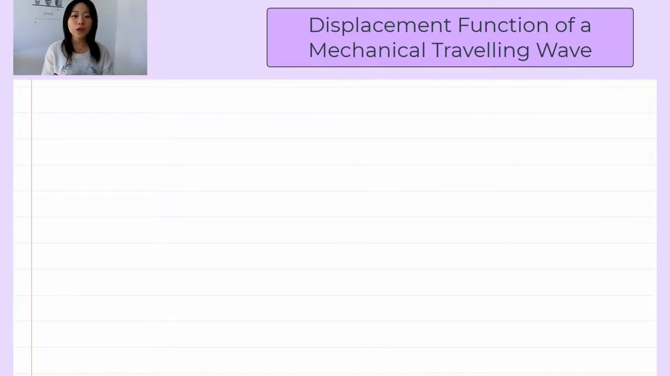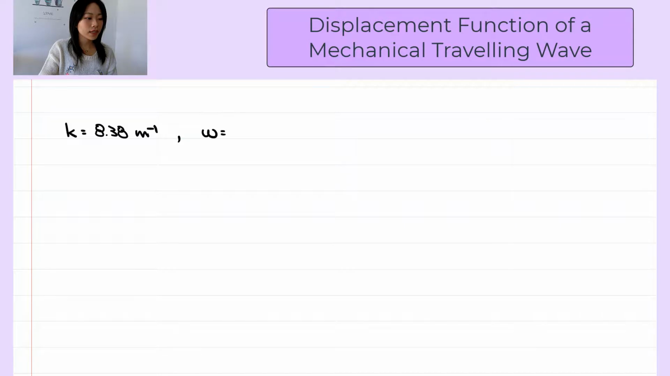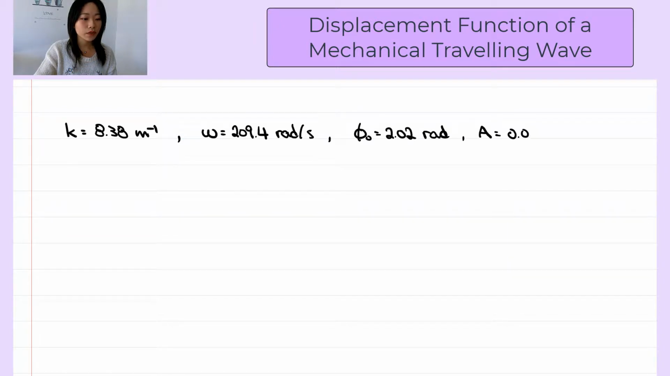So we found the 4 quantities we need to write down the displacement function. We found the wave number equals 8.38, and angular frequency is 209.4. We also found the phase constant is 2.02, and amplitude is 0.022.